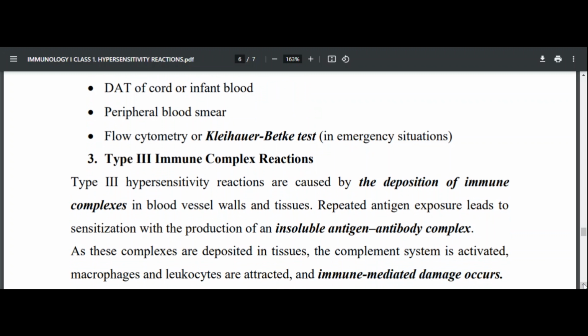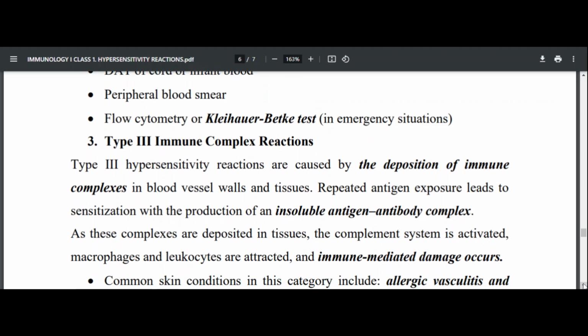Type 3 is what you call the immune complex reaction. This is hypersensitivity caused by deposition of immune complex in blood vessel walls or in tissues. So repeated antigen exposure leads to sensitization with the production of insoluble antigen-antibody complex. So this is a repeated antigen exposure. So this is a soluble antigen that is involved in type 3 hypersensitivity reaction.